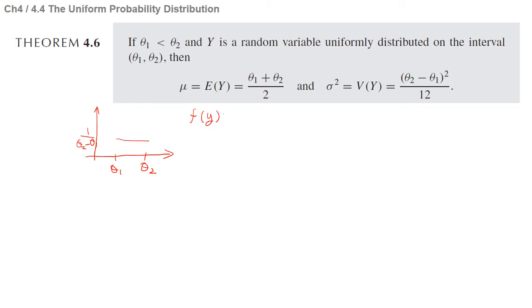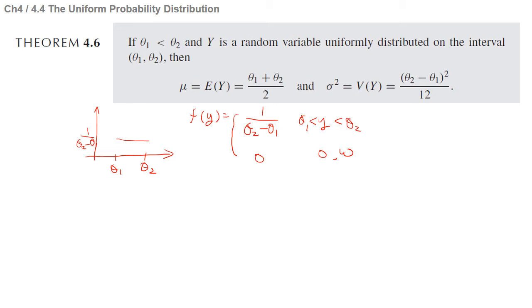So f(y) is 1 over theta 2 minus theta 1 for y greater than theta 1 and less than theta 2, and 0 otherwise. This is the form of the probability density function for the uniform distribution.